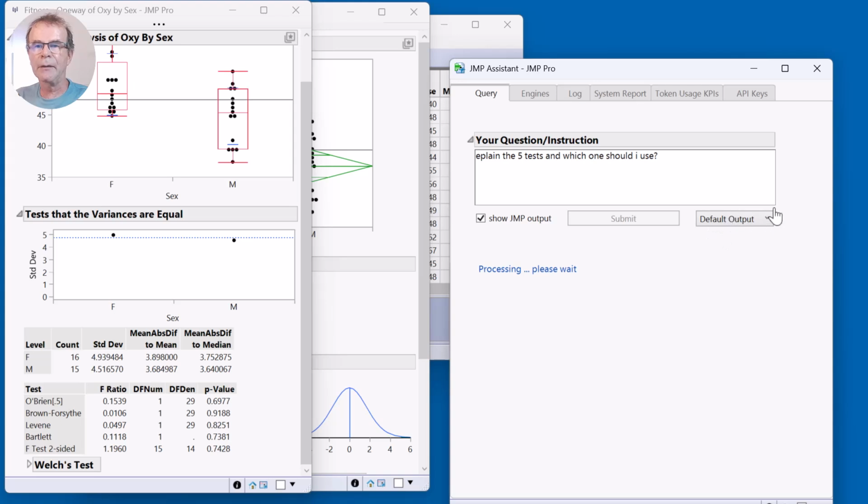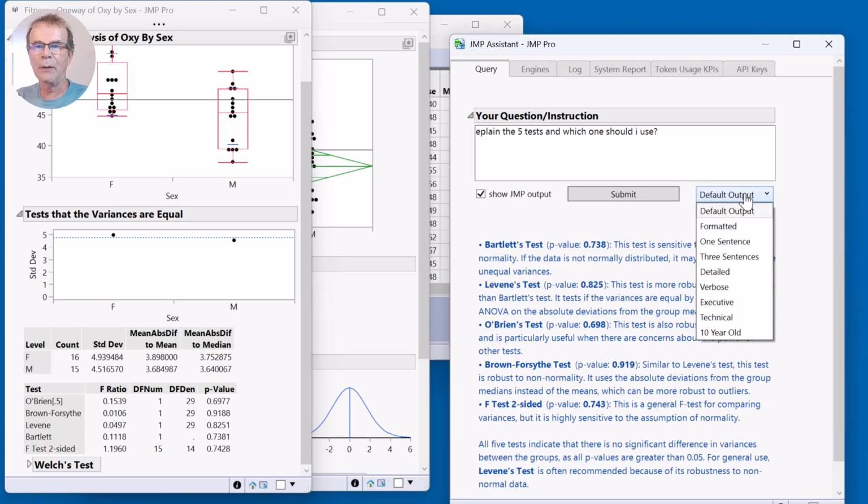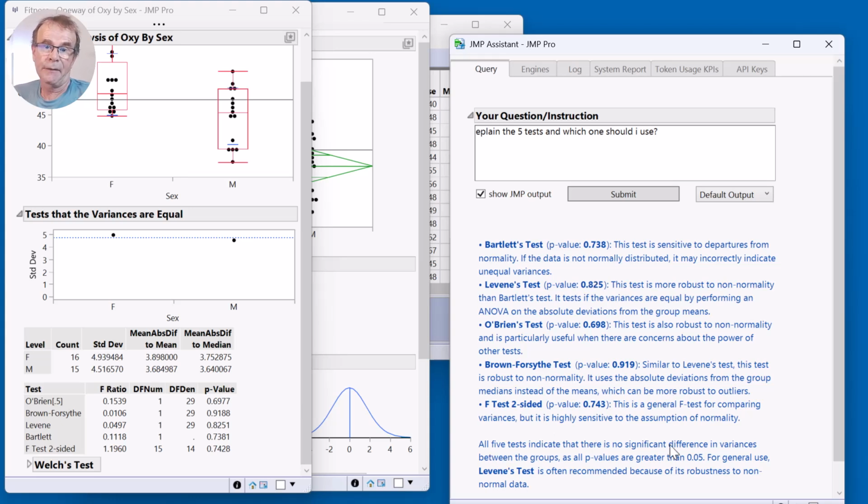But we do also have this drop box here where it says default output. It does allow me to say, give me a more verbose output, or restrict it to a single sentence. So this is better. I've got an explanation of the different tests, as well as the associated p-values. And at the bottom it says, well, all 5 tests basically gave you the same conclusion, so it doesn't really matter. But for general use, the Levene's test is often recommended. So that's fair enough. It's kind of given me, okay, if I had to choose one, choose Levene.